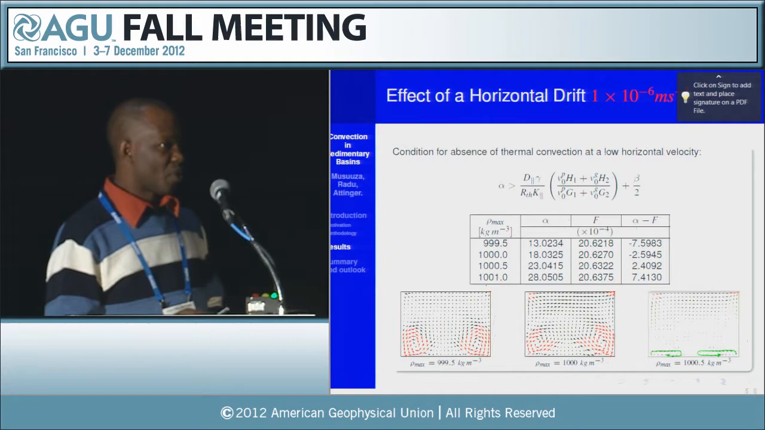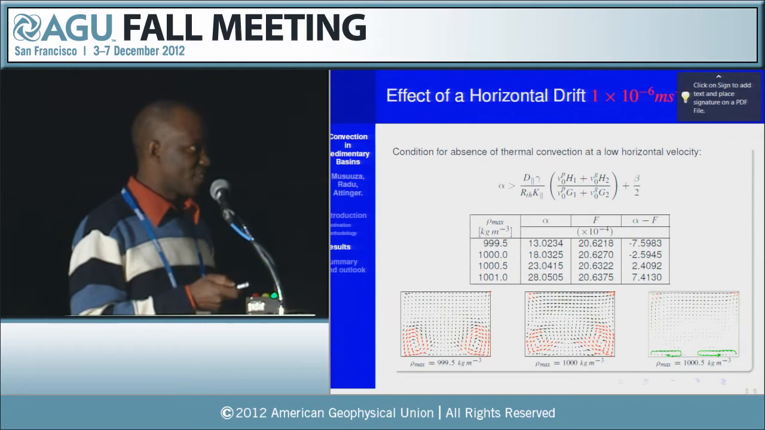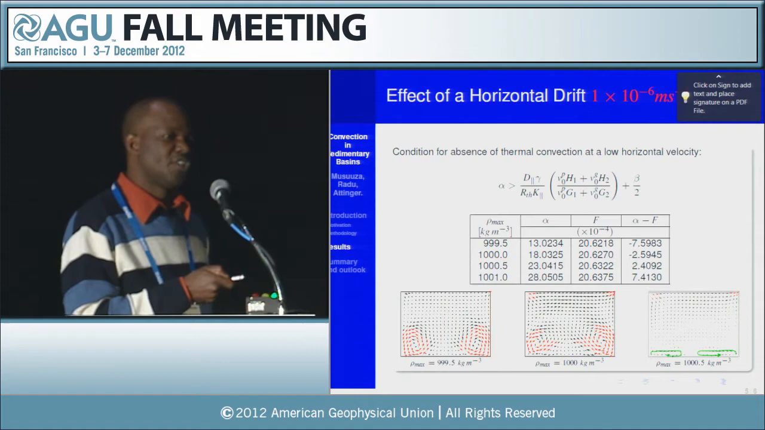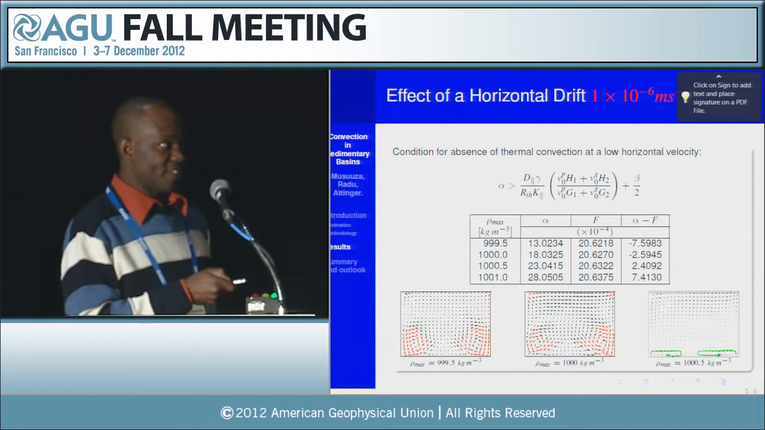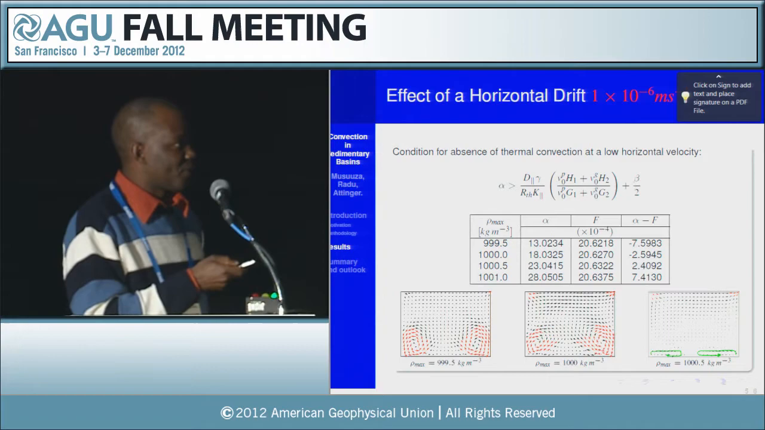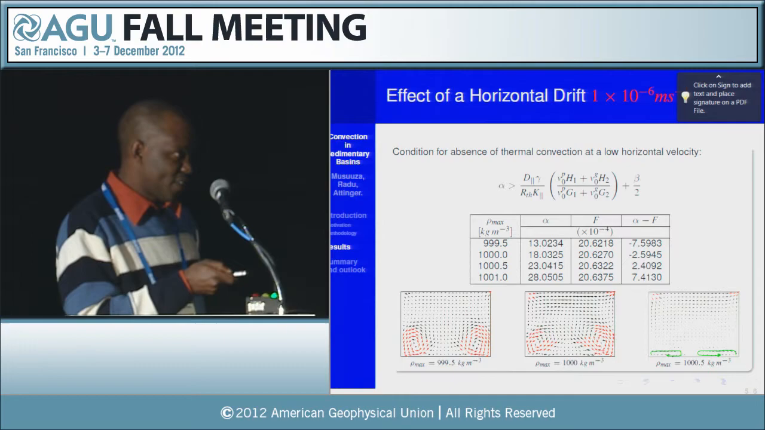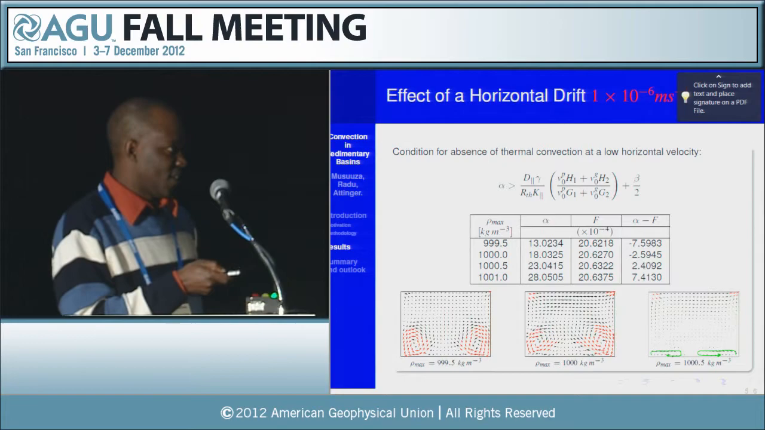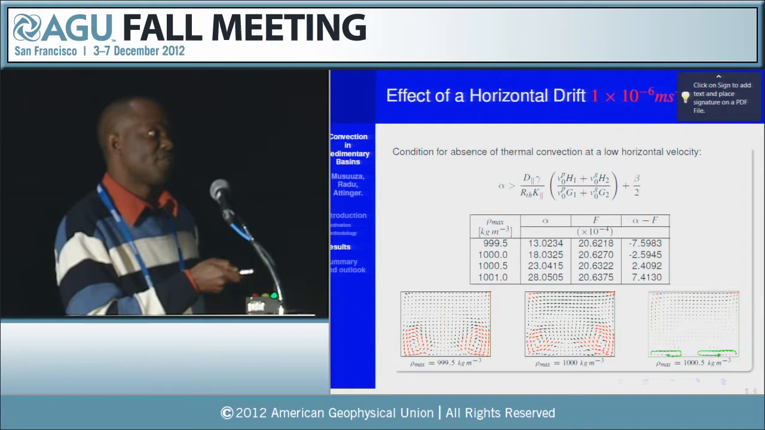Because groundwater is creeping, you do not expect to have such high velocities. So we stuck to the low velocities and derived a condition that would give no thermal convection in the system. As long as the density coefficient exceeds this expression here, then we predict that we should have no thermal convection in the system. So I chose some densities, computed the coefficient, computed the right-hand side, this F is this thing here, and then the difference between the two quantities. And we are predicting a change between 1,000 and 1,000.5 kilograms per cubic meter.